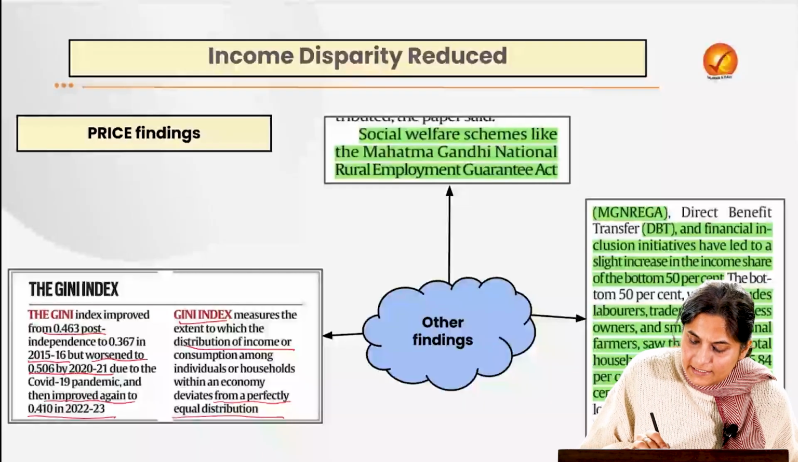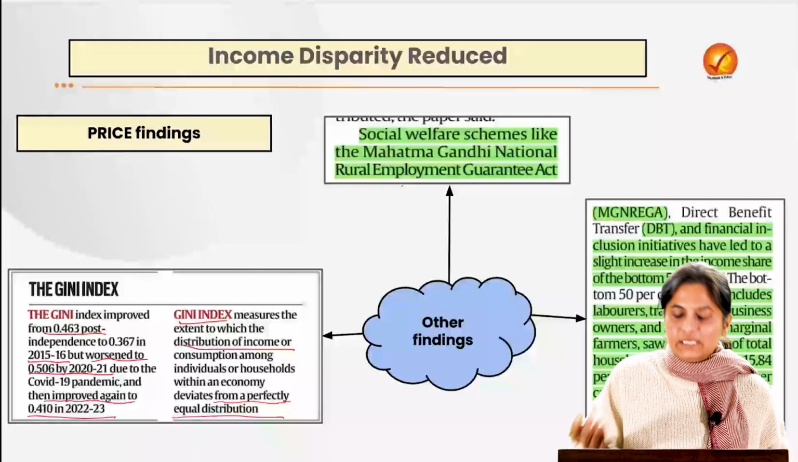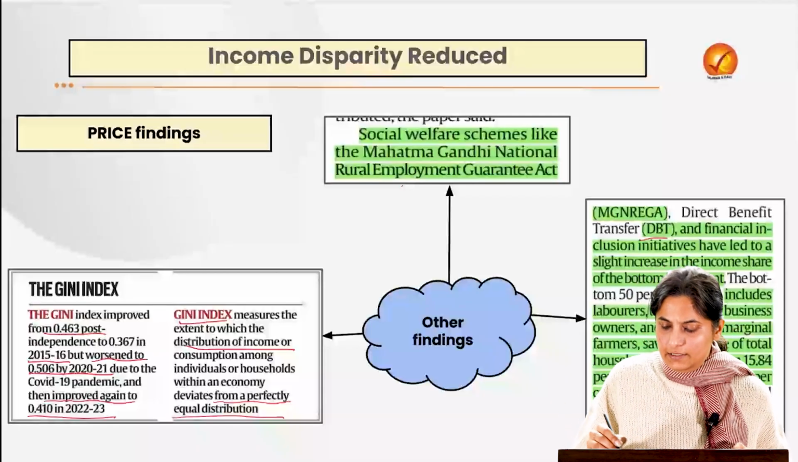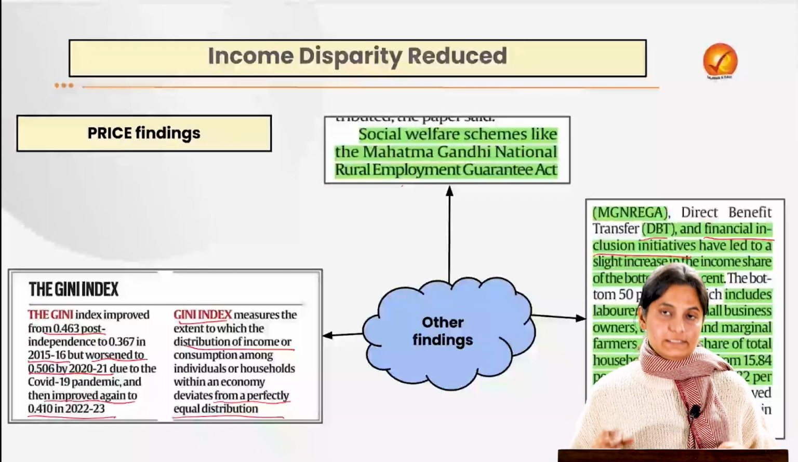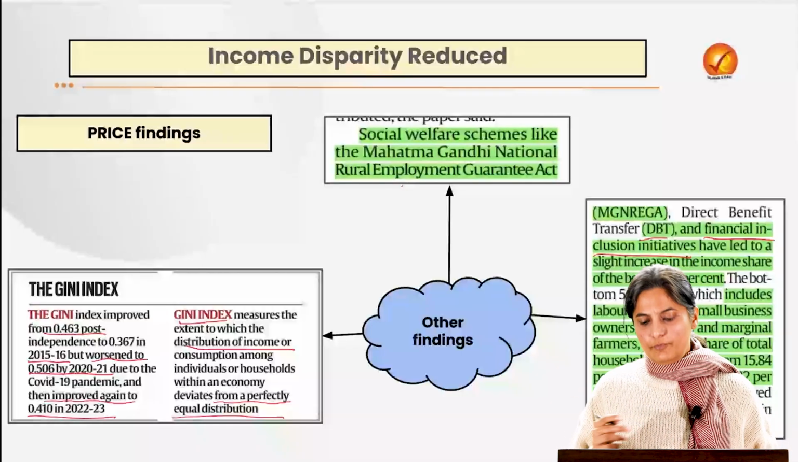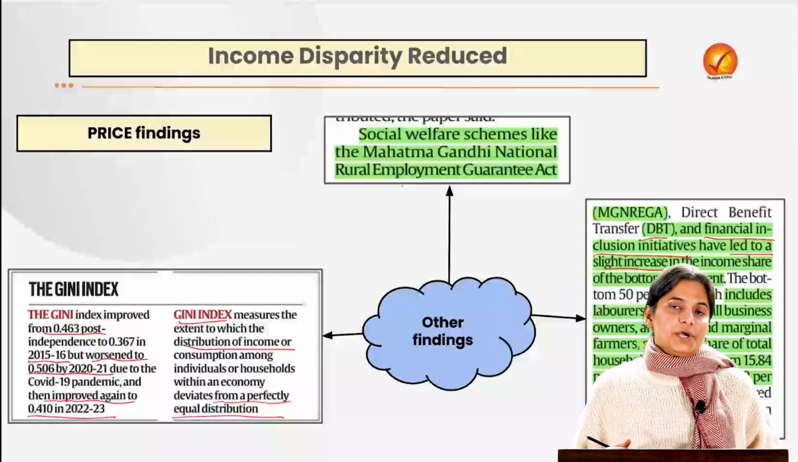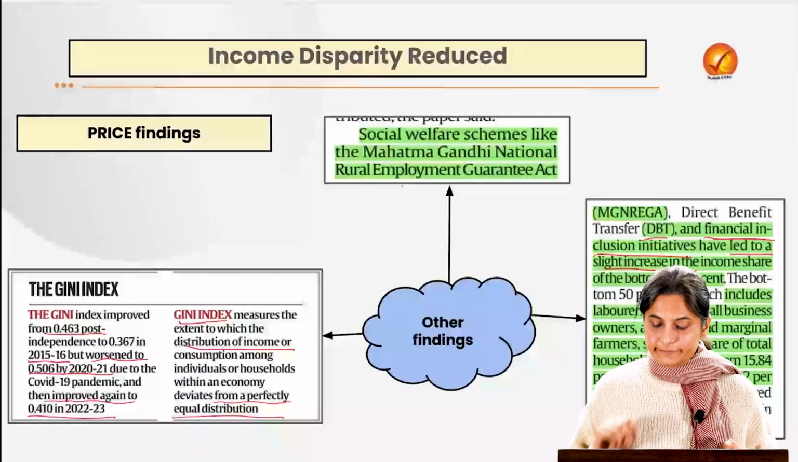Other things that this report mentions are schemes like MGNREGA, then direct benefit transfer, and of course financial inclusion initiatives, various credit facilities, and various food security initiatives that the government undertook. It led to a slight increase in the income share of the bottom 50%. So it's another positive.